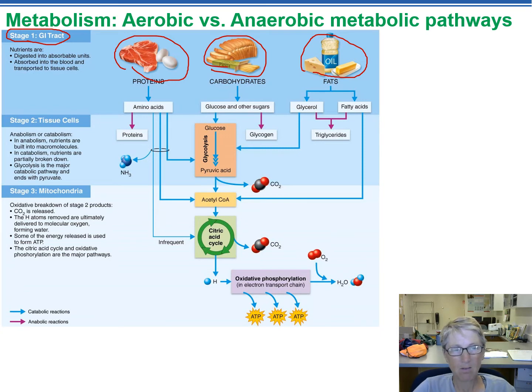And then stage 2 of metabolism, the tissue cells do their work. So you can see on this side of the cartoon, the amino acids, you can make proteins out of amino acids. Amino acids can go into this metabolic pathway called glycolysis, which we'll talk about. Glucose can go into the glycolytic pathway. If there's excess glucose, you can store it as glycogen. And then glycerol can also go into this pathway called glycolysis.